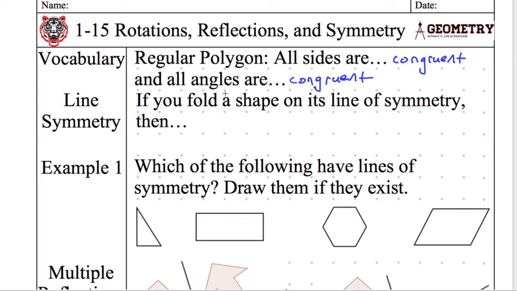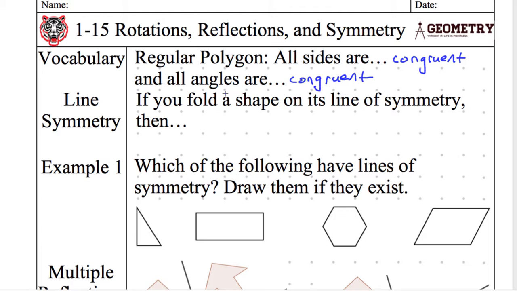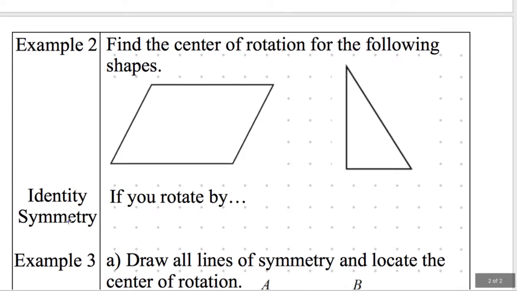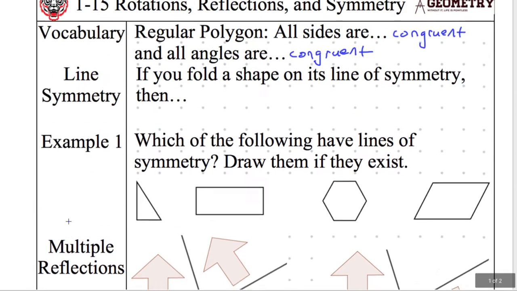All right. So we'll be seeing that in the future, but let's go ahead and talk about our symmetry. So we know what a line of reflection is, a line of symmetry. So this is called just line symmetry. There's 3 types of symmetry that we're going to hit today. Line symmetry, we're going to have rotation symmetry, and identity symmetry. Each of those 3 types we need to have mastered.